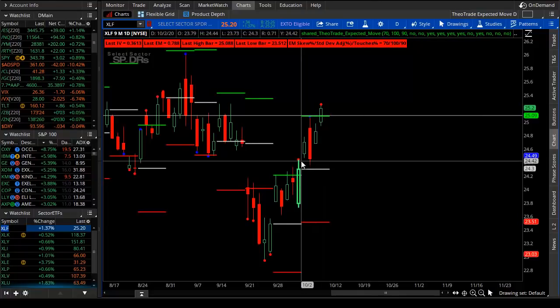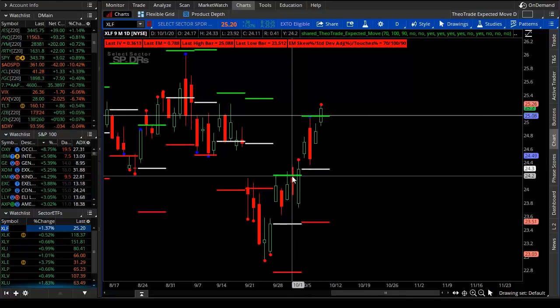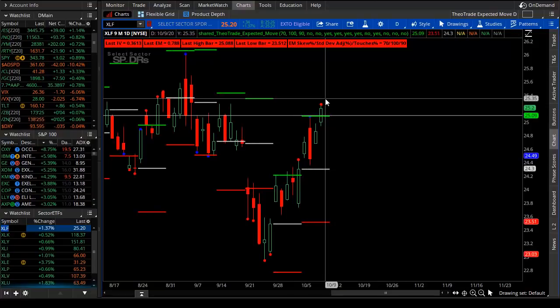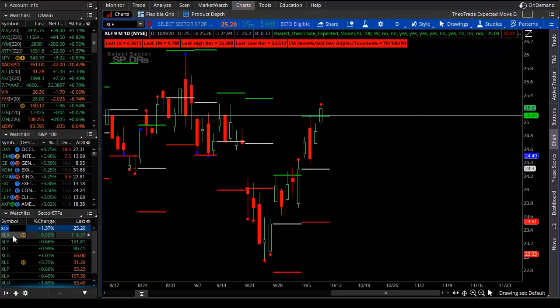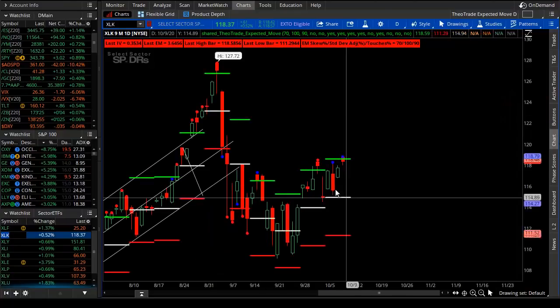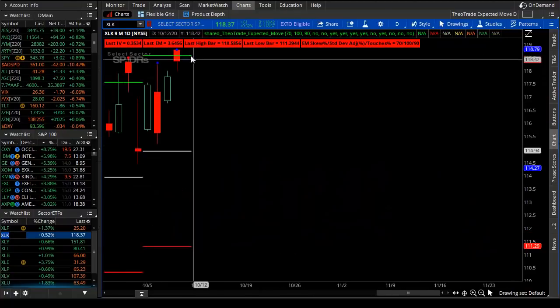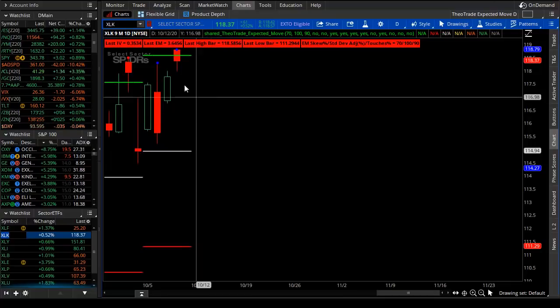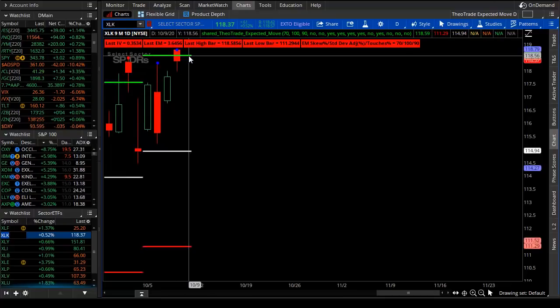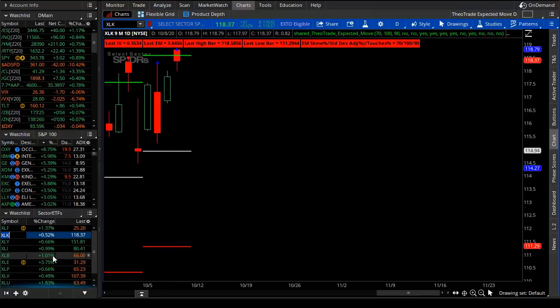And as I mentioned, we can use this weekly expected move logic for individual stocks or ETFs. That does include financials, XLF. Technology, that's right there. Just for reference here, in terms of the Nasdaq, the XLK, 118.56.